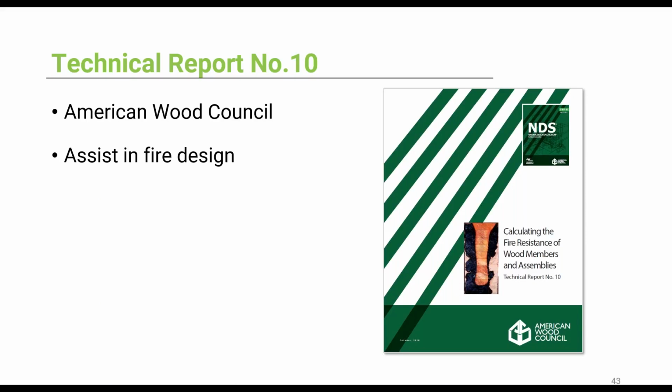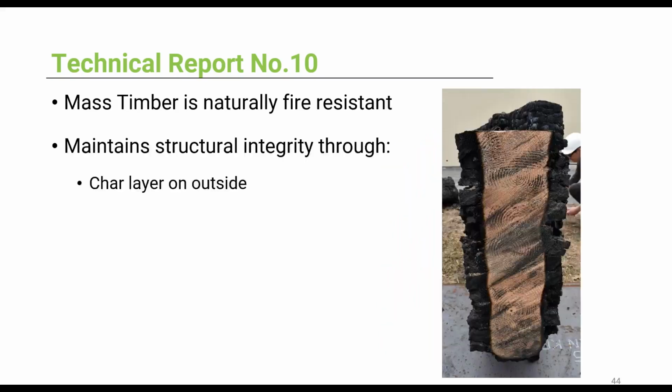So we went over the drastic changes to the IBC 2021. Now let's see how fire design is currently done and what important concepts we need to keep in mind for the example. These are clearly summarized in the TR10, and the TR10 actually provides some step-by-step procedures. It's now known that mass timber is naturally fire resistant, and it maintains its structural integrity through the char layer on the outside. It's right here, and we saw that before.